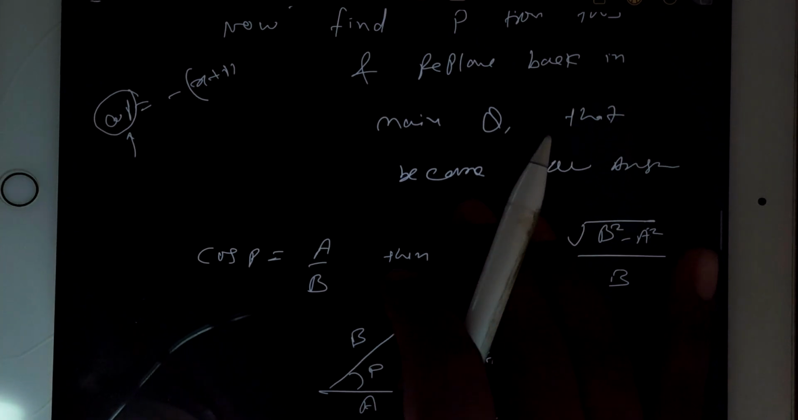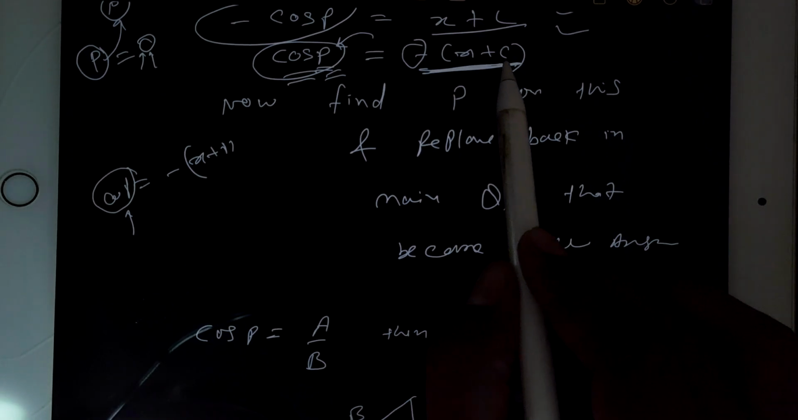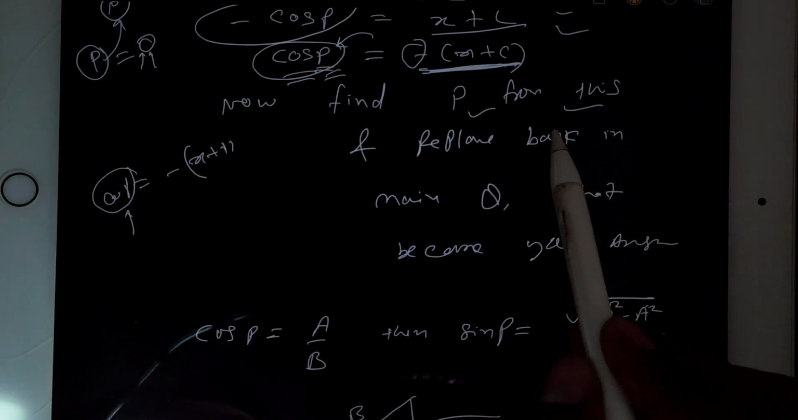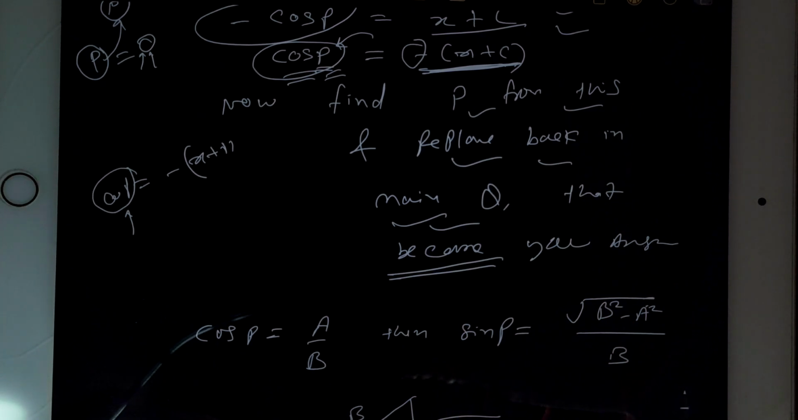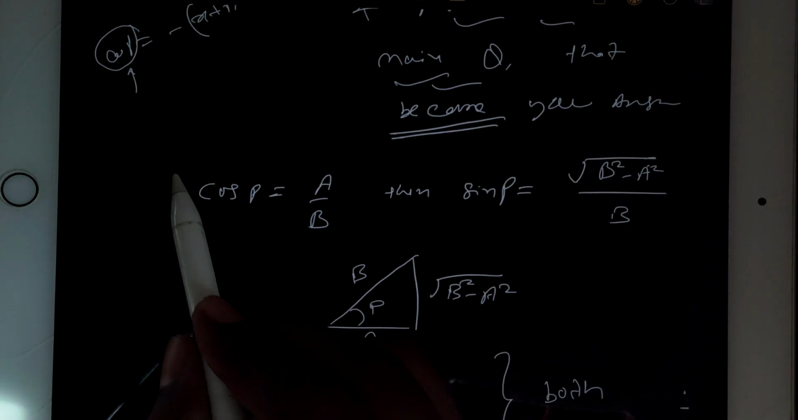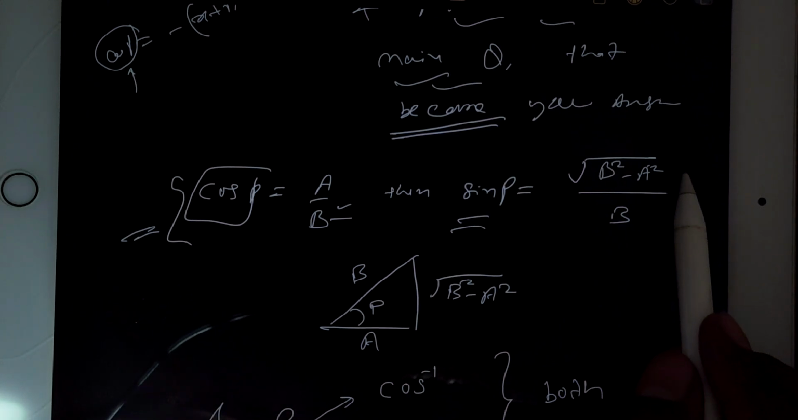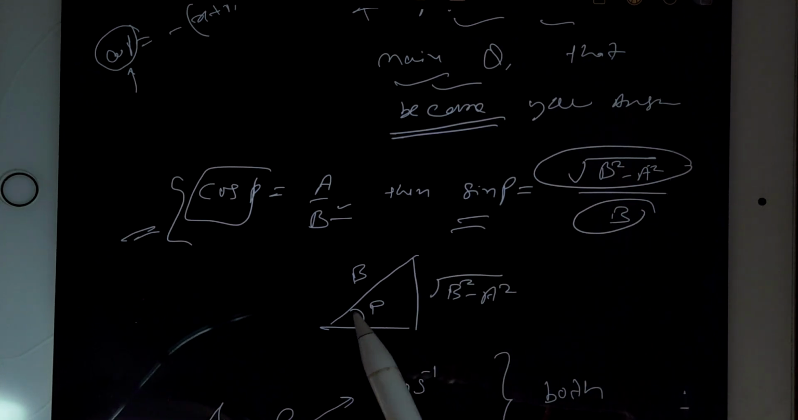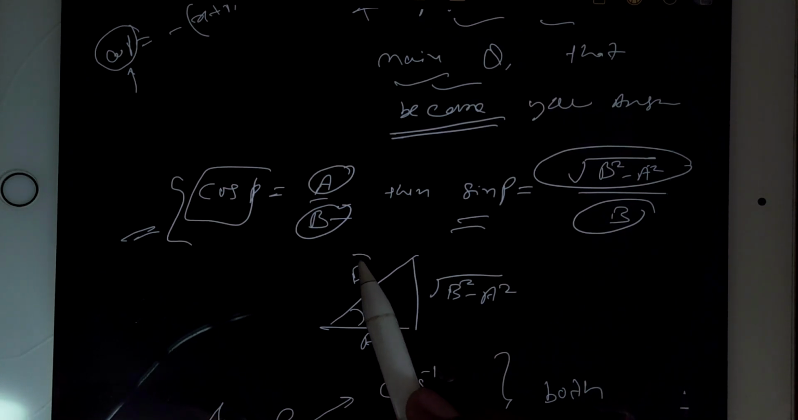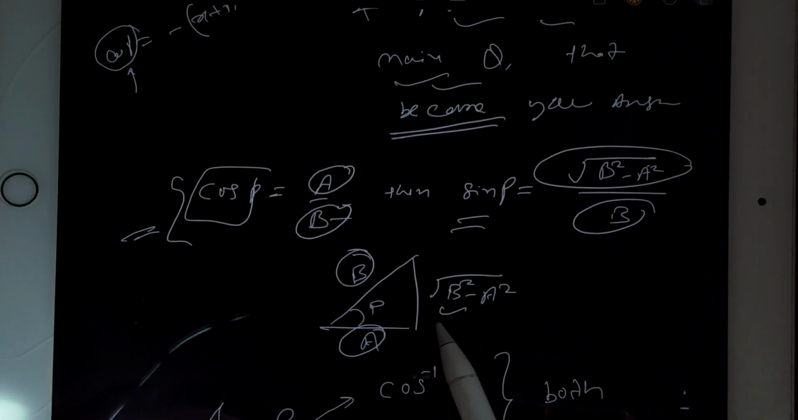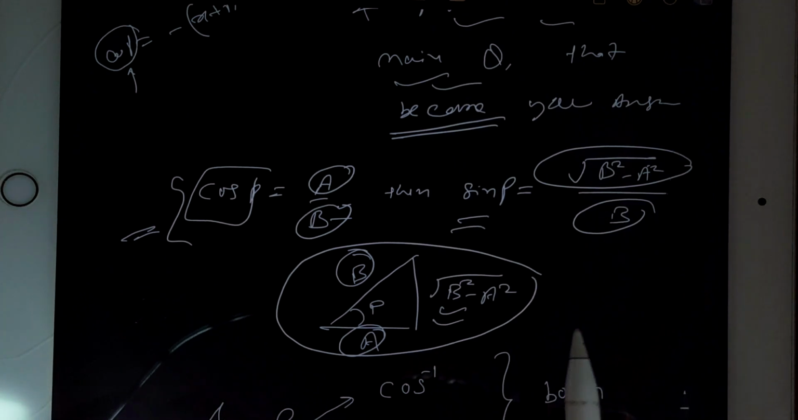So there is a very simple trick. Cos p I have got as minus x plus c. So find p from this equation and replace it back in the main question. That becomes your solution. Remember this trick, it will help you everywhere. If cos p is a by b, then sin p will be under root b square minus a square by b. Why? Because cos p is base by hypotenuse, so your hypotenuse is b and base is a, and your perpendicular will be under root b square minus a square. Now from here you can find any trigonometry ratio. This is 9th class practice.